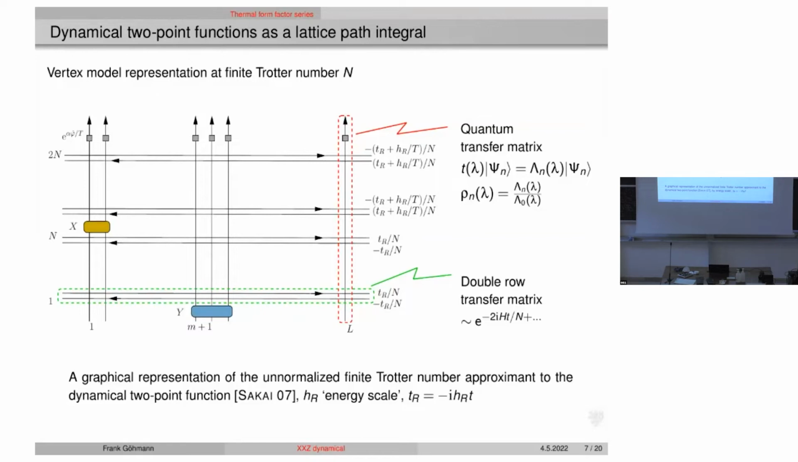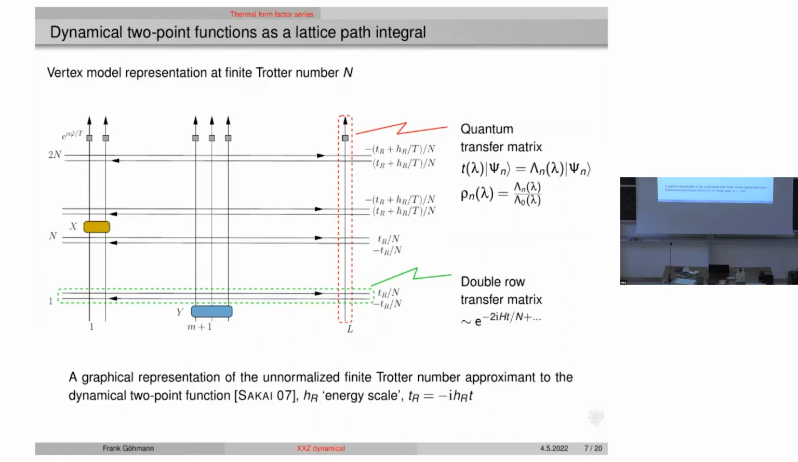And this has eigenstates psi and eigenvalues lambda. And important for us will be the ratios of eigenvalues pertaining to excited states, and the ground state, which we call the dominant state here.